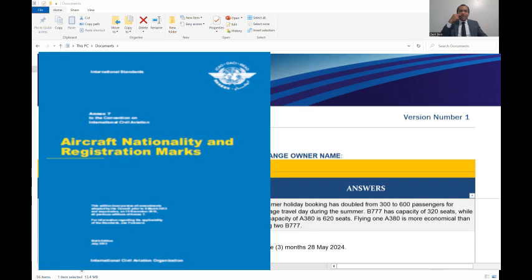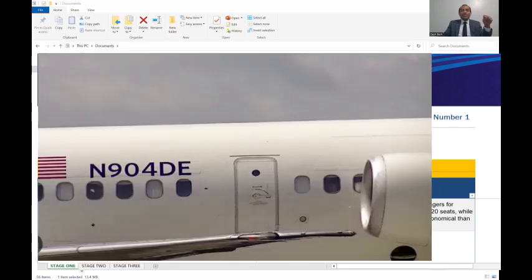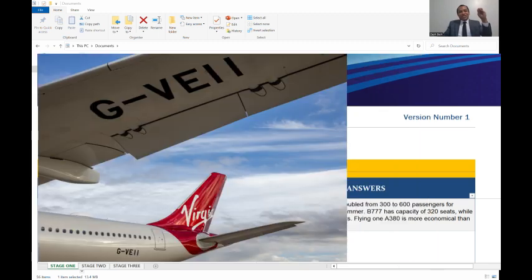Annex 7 talks about aircraft nationality and registration marks. Just like the cars on the road, wherever you go, registration plates, aircraft have registration numbers as well. Take, for instance, all the civilian aircraft in the United States begin with the registration letter N, November. If you see an aircraft with N on it, it is registered in the United States.